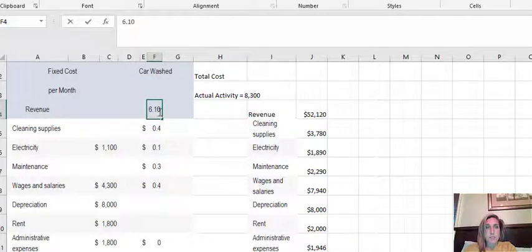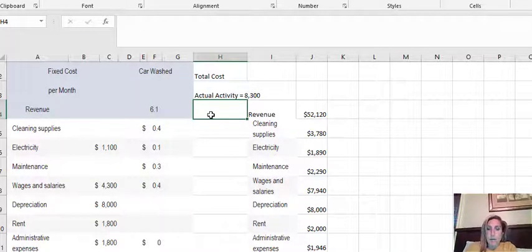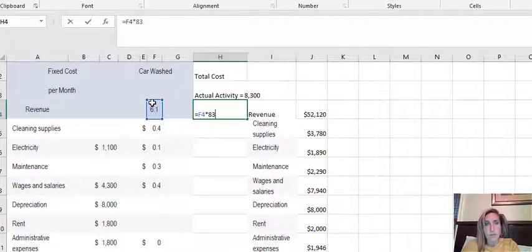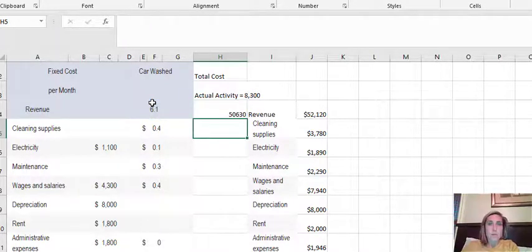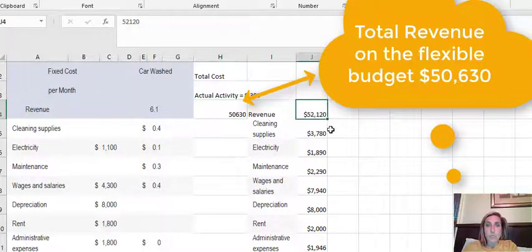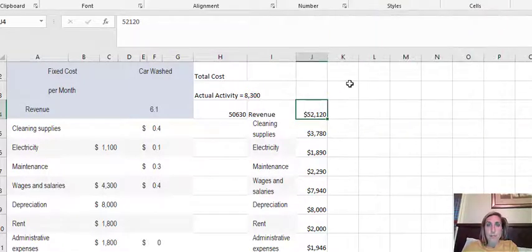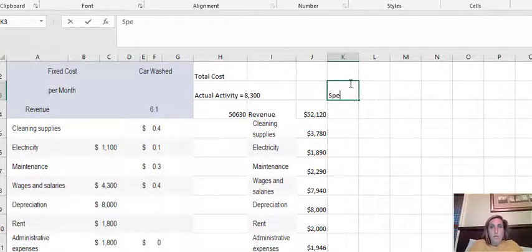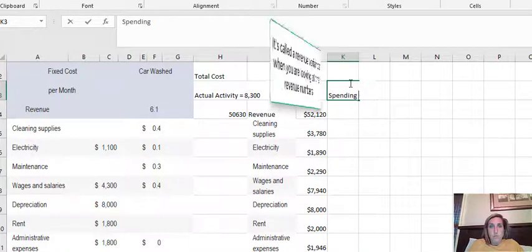We'll multiply the $6.10 by the actual cars I have washed. 6.10 multiplied by 8,300. So my revenue should have been $50,630. I actually generated $52,120 in revenue. So my variance would be the difference between those two numbers. Or my revenue, I should say my revenue variance.